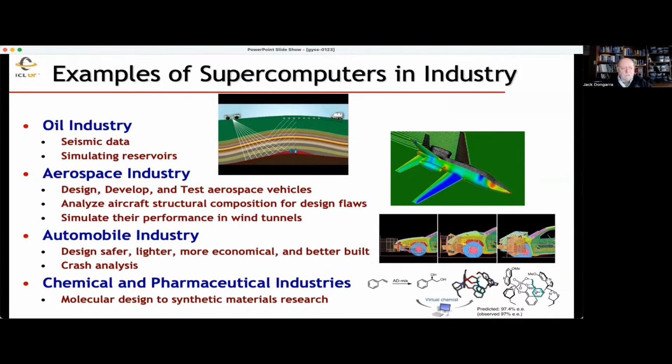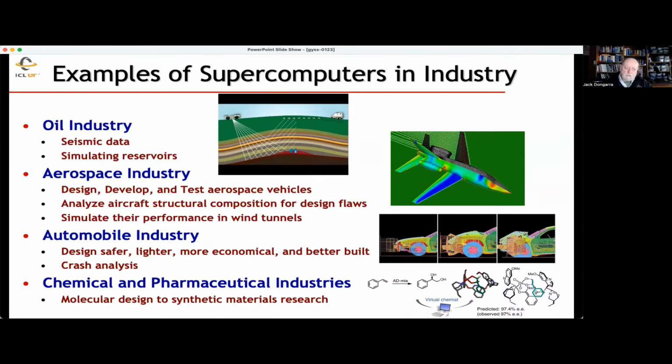As an example, they're being used in the oil industry for seismic data, trying to locate oil reservoirs or other things under the ground. They send a pulse on the ground, look at the pulse, and try to reverse engineer what's under the ground based on the signals they get back from that. The aerospace industry uses high-performance computers to design better aircraft, making them structurally better and more efficient.